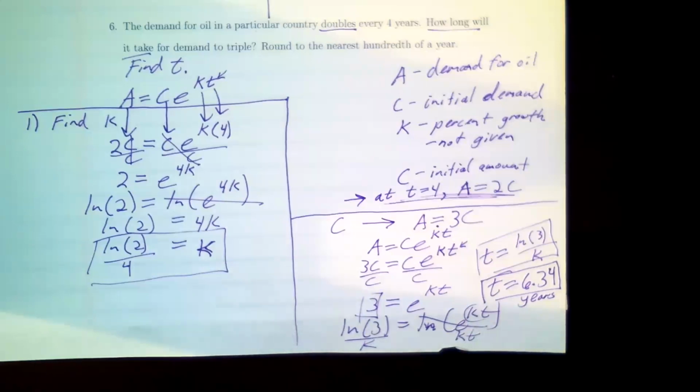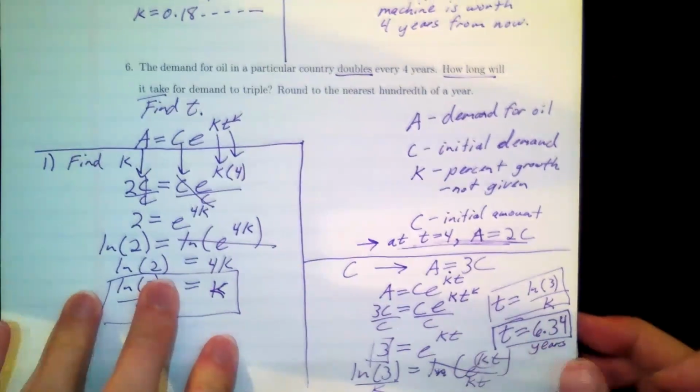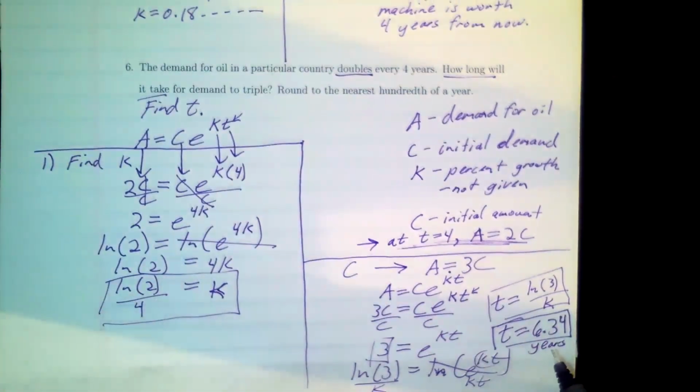All right, and that is the end of this problem. It takes 6.34 years for demand to triple.